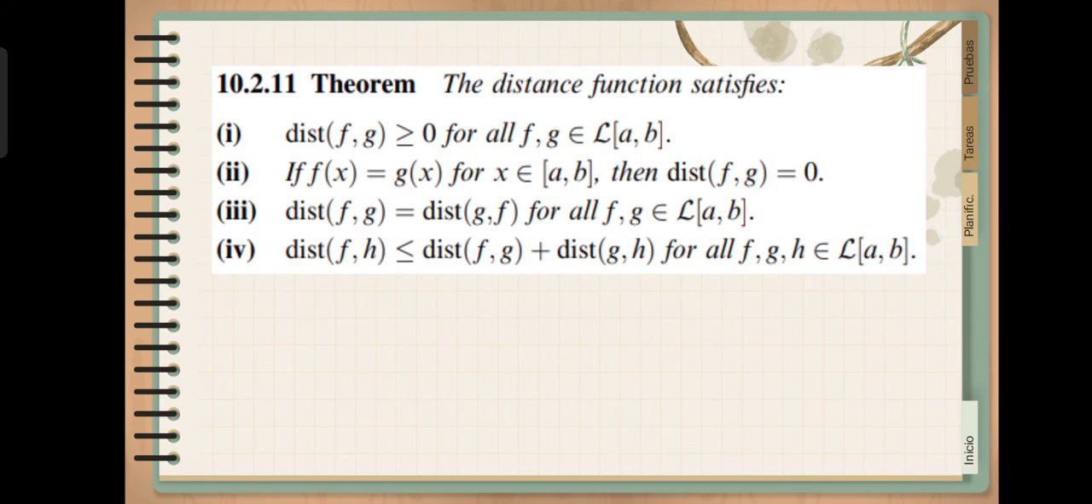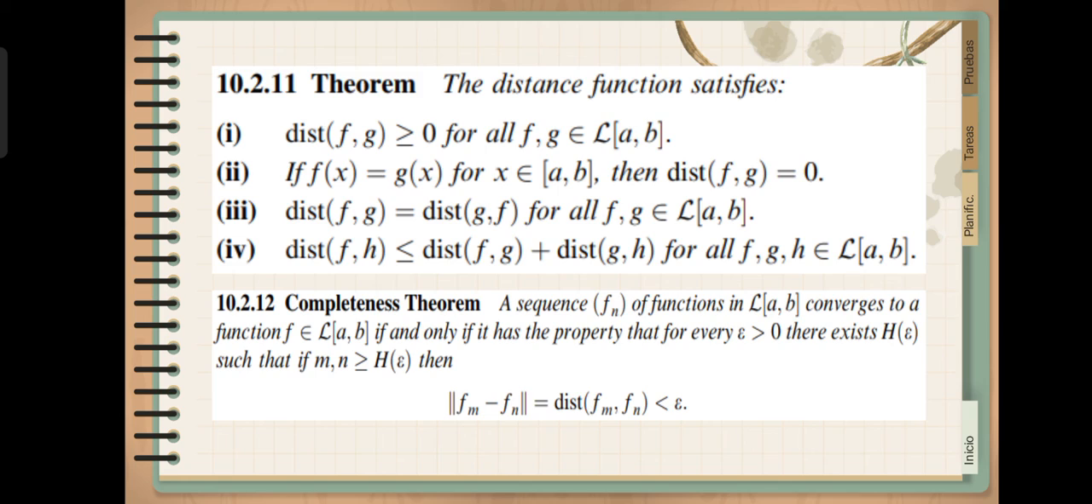10.2.11 Theorem. The distance function satisfies: Number 1, the distance d(f,g) is greater than or equal to 0 for all f, g elements of L[a,b]. Number 2, if f(x) equals g(x) for x in [a,b], then the distance d(f,g) is equal to 0. Number 3, d(f,g) equals d(g,f) for all f, g elements of L[a,b]. Number 4, d(f,h) is less than or equal to d(f,g) plus d(g,h) for all f, g, h elements of L[a,b].